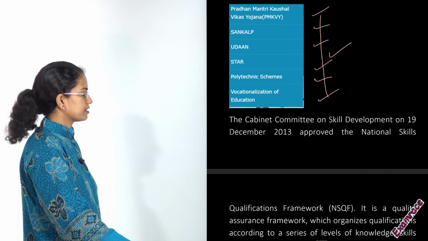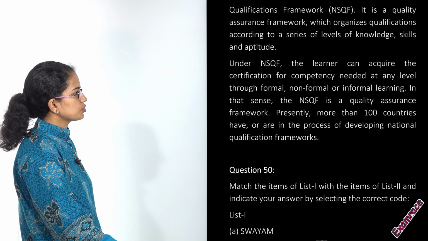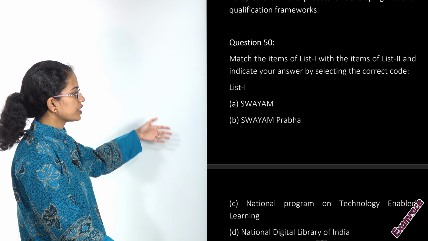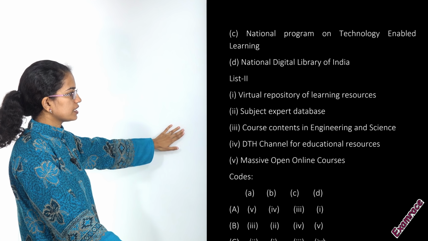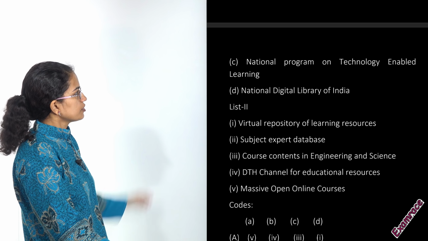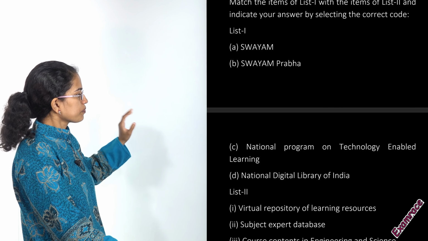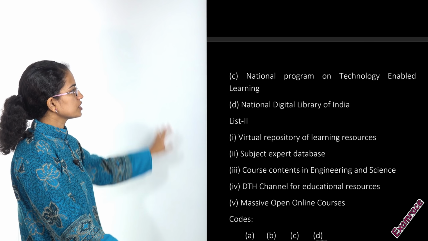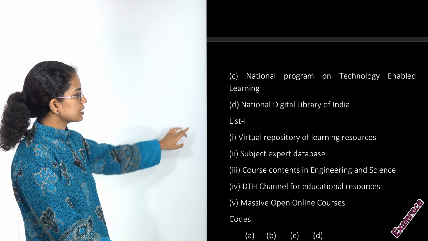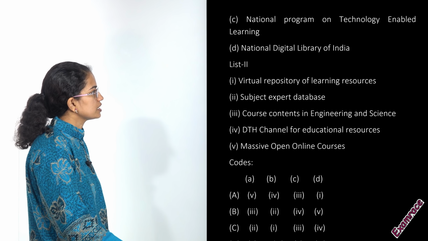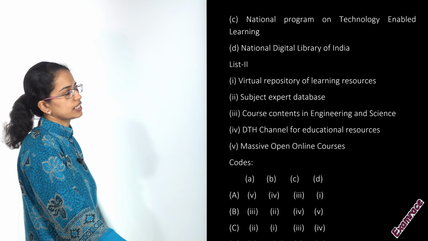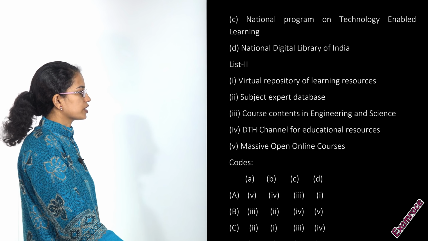So that's again important. The last question is, you have to match the various lists with the correct options here. So digital library is the repository of learning knowledge. You have Swayam, which is basically the massive open online courses. You have Swayam Prabha, which is the DTH channel, and the National Programme on Technology Enhanced Learning is the courses for engineering and sciences. So those are the correct choices for this question.